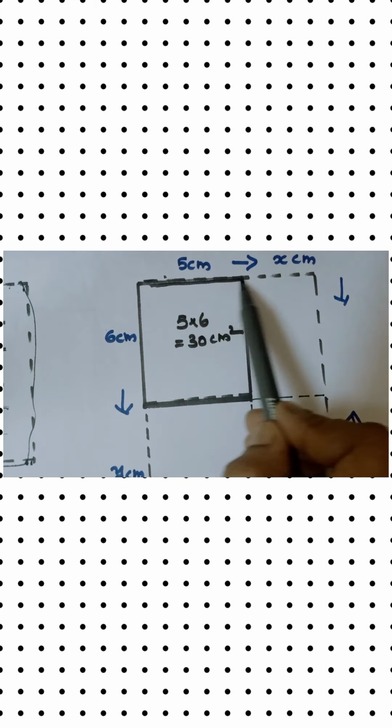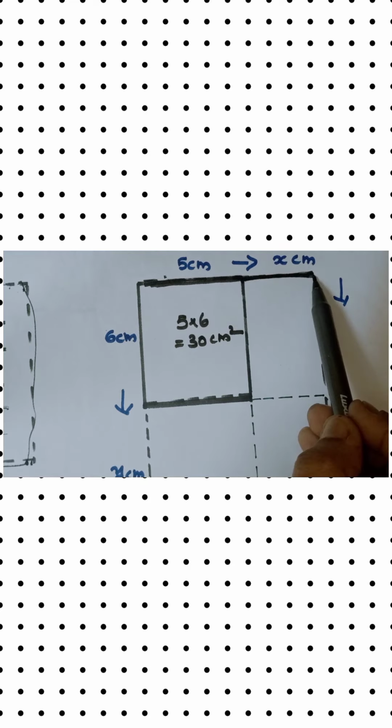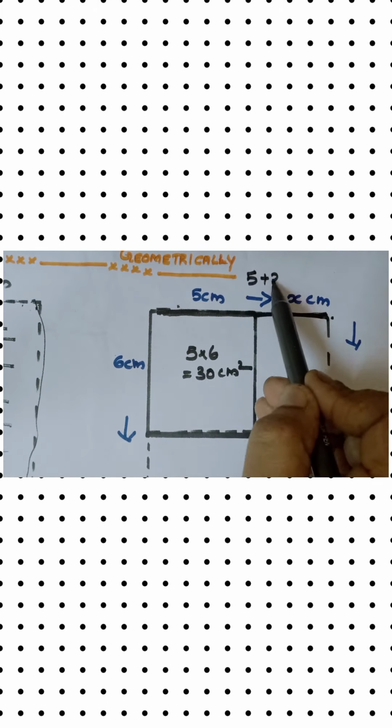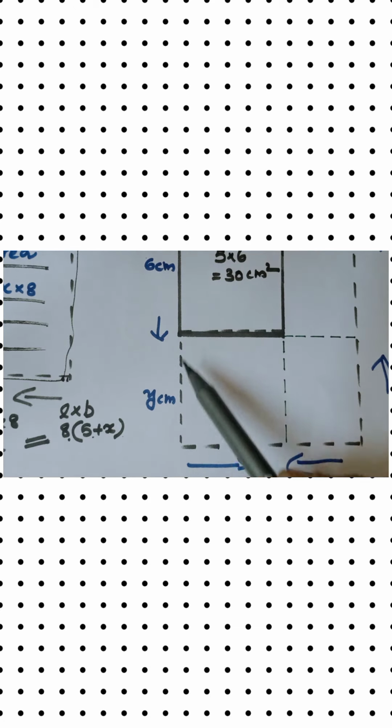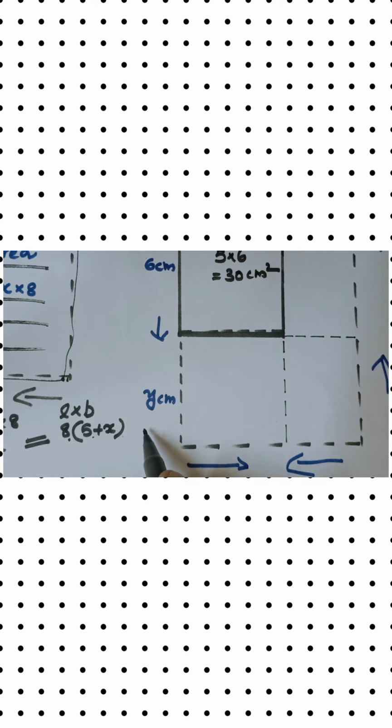Then what is the total length of this side? Already 5 centimeter is there and I extended this by x centimeter. Then what is the total length? That is 5 plus x. Then the other side I extended y centimeter. Already 6 centimeter is there and again I extended y centimeter. Then what is the total length? That is 6 plus y.